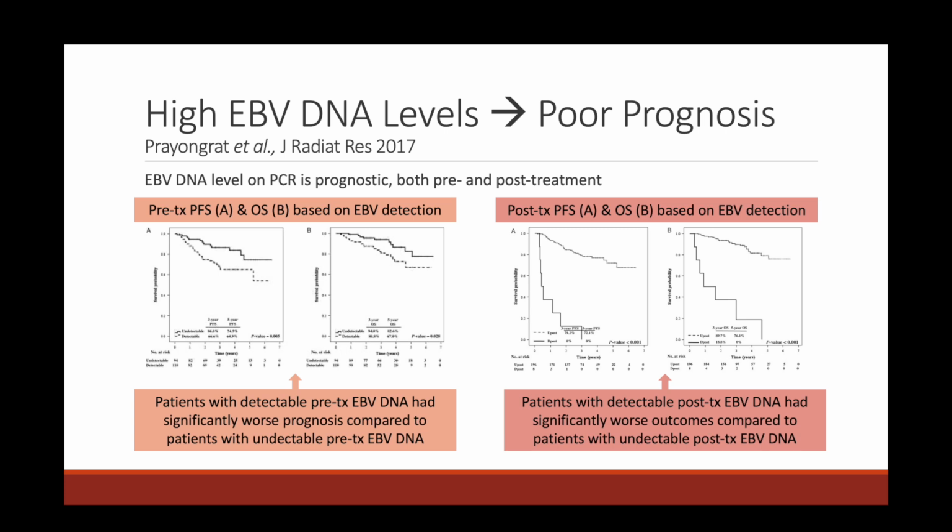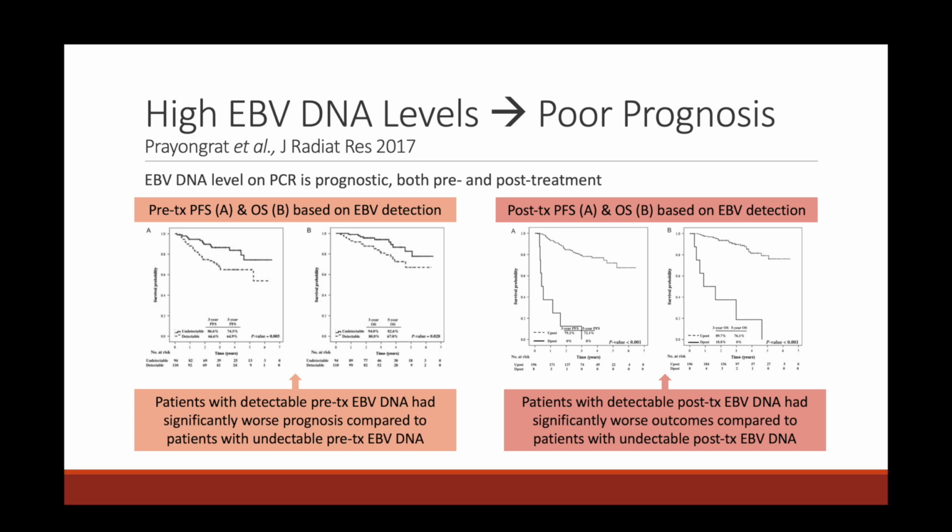And after treatment, you can see that patients that then continued to have detectable EBV DNA had a significantly worse prognosis compared to the patients that converted to having undetectable EBV DNA post-treatment. So having higher EBV DNA levels is a higher risk, a poorer prognosis. In this particular study, they just looked at EBV DNA on PCR and whether it was detectable or undetectable. There are other studies that have used cut points of the threshold.